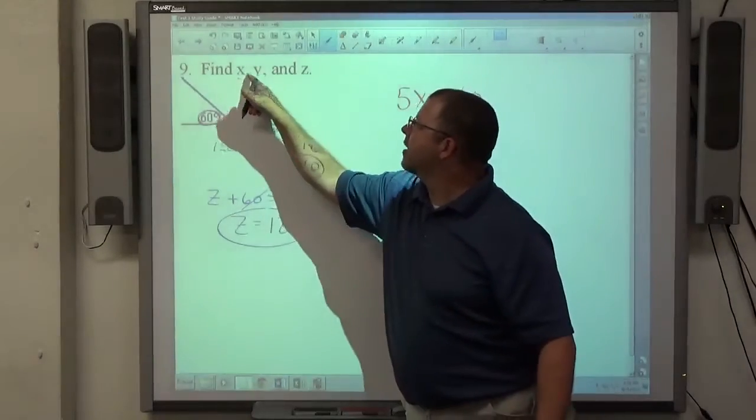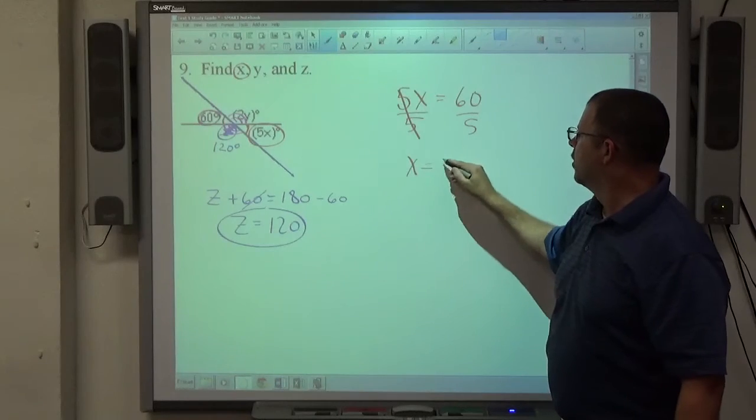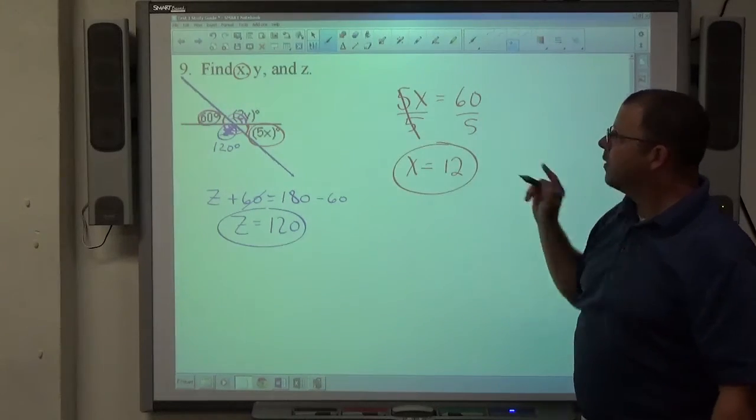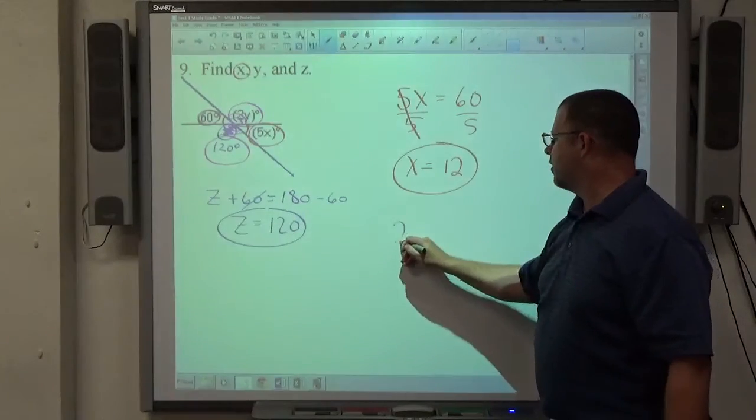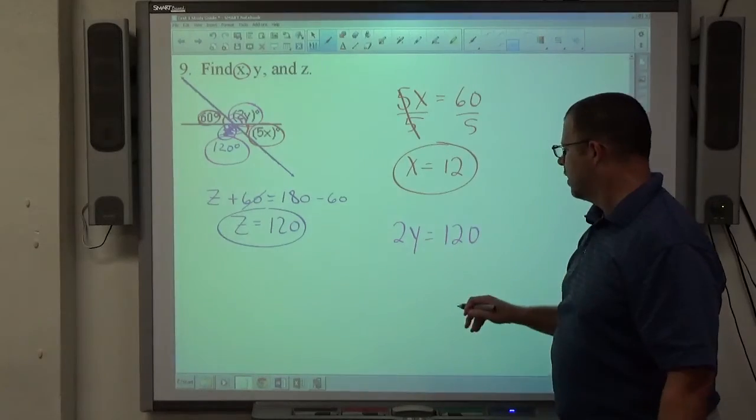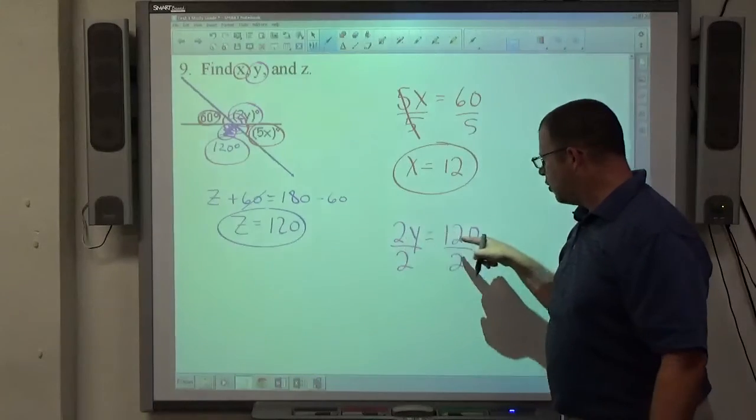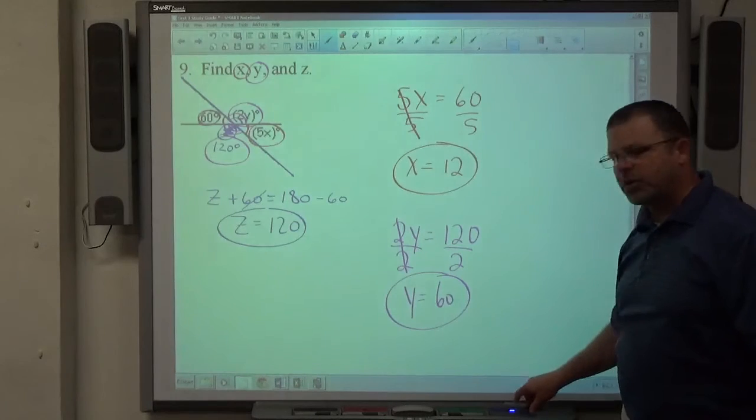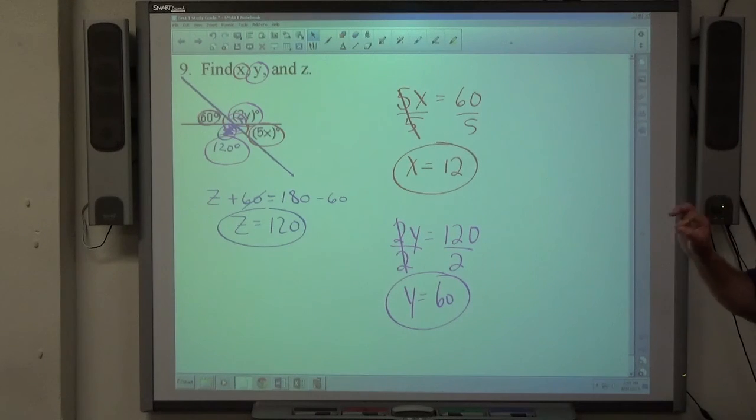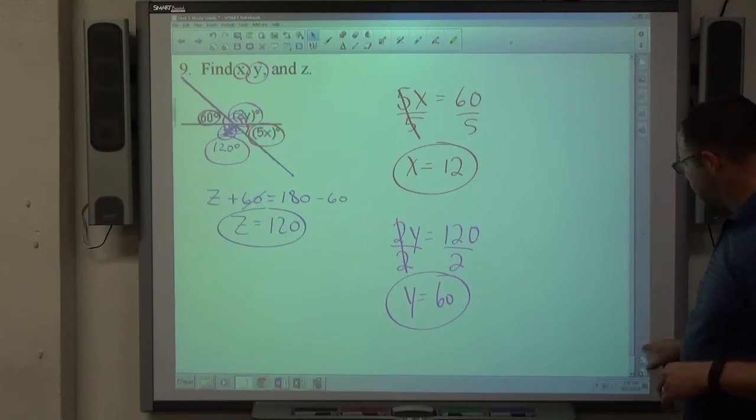I'm supposed to find x, so if it says 5x equals 60, I divide by 5 to find out that x equals 12. In the same manner, 2y has the same angle measure as 120. So I know for a fact that 2y must equal 120. Divide both sides by 2, because I don't care what 2y equals, it says find y. So 2y is 120 divided by 2, that means y has to equal 60. Make sure you're finding x, y, and z, not 2y, 5x, and z. Make sure you find what they're asking you to find on those problems. There will be some division necessary for some of that.